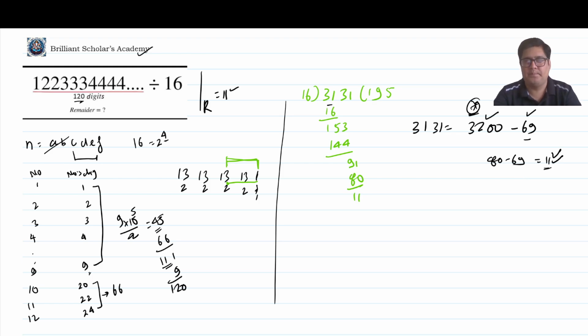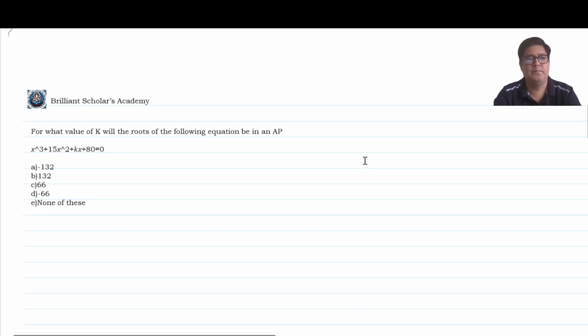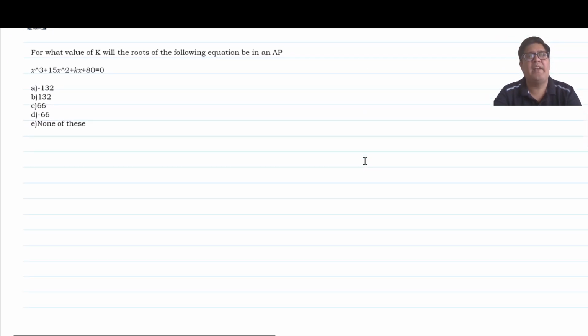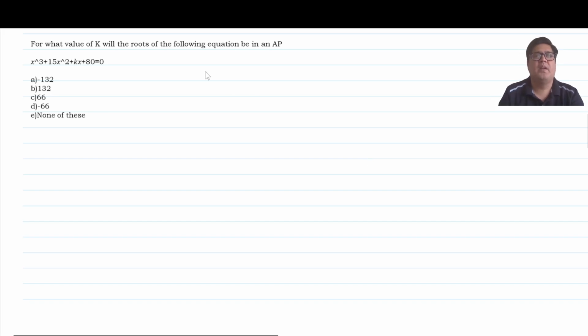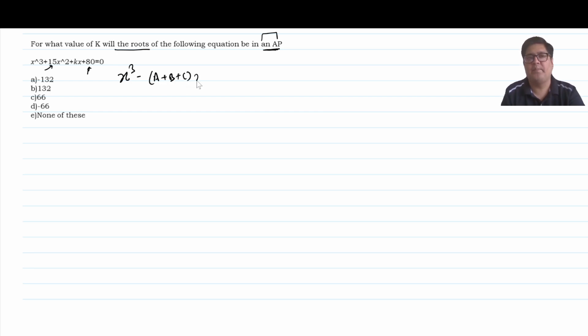Let us try another problem. For what value of k will the roots of the following equation be in an AP? So I'm looking for values of roots. I'm looking for a cubic equation and its roots. And roots must be in AP. To be able to solve this question, you should know what a cubic equation looks like when the roots are given.